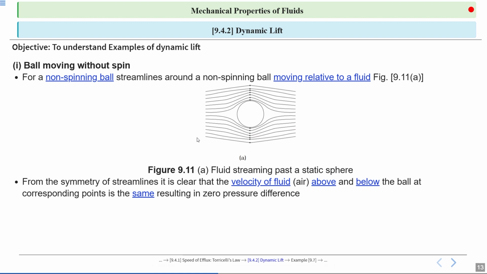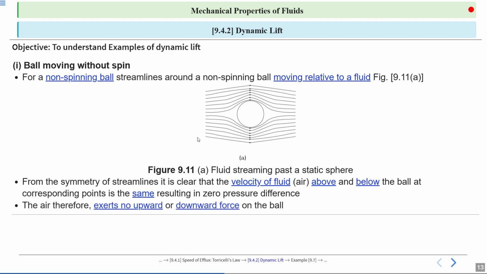So since there is no pressure difference above and below the ball, the air does not create any net upward or downward force on it. In other words, the ball does not experience any lift due to its motion through the air when it is not spinning. So, when a ball moves through a fluid without spinning, the forces from the fluid are balanced above and below. So, there is no lift.